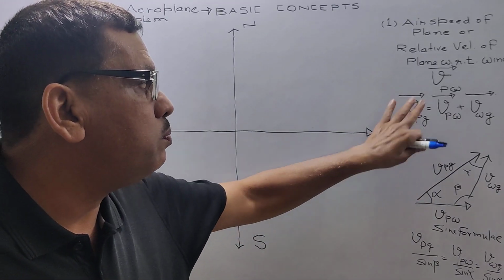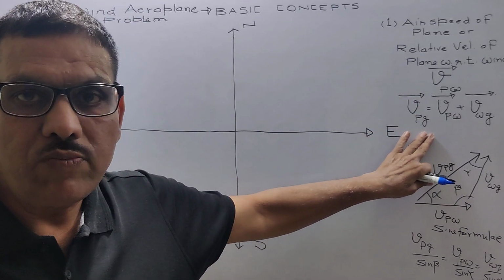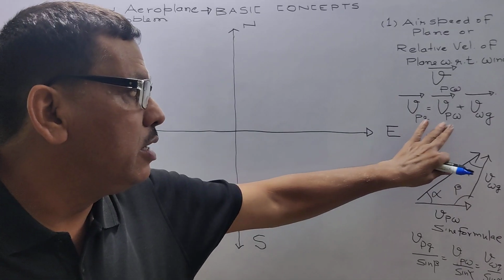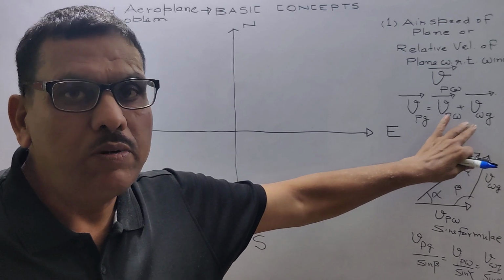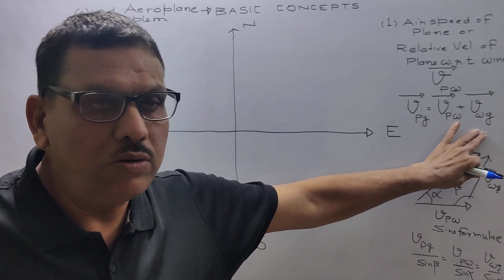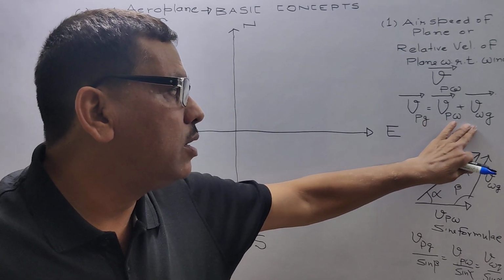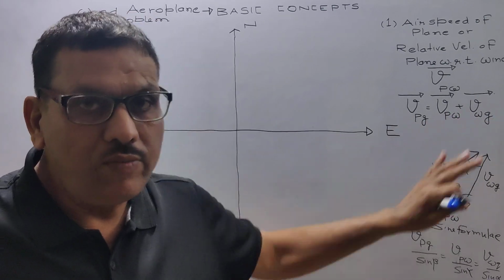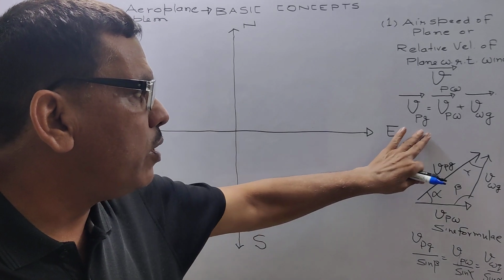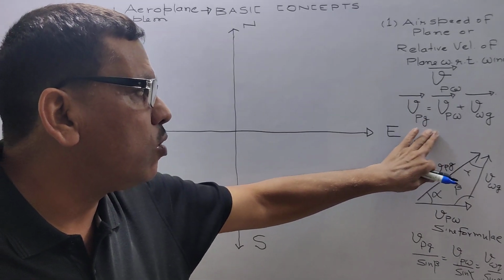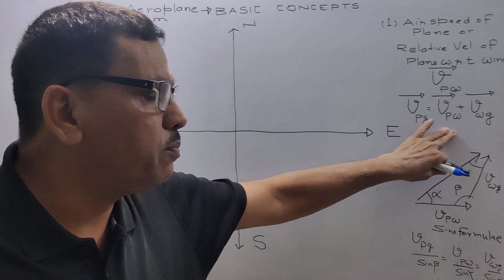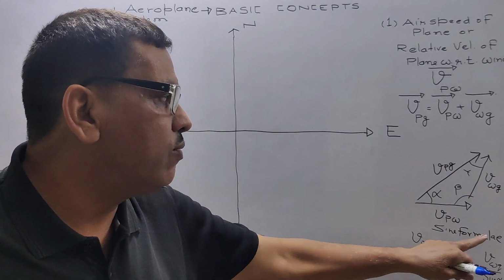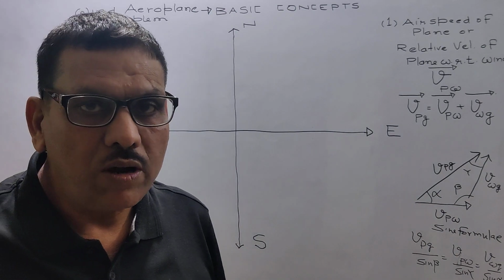Now from the concept of relative velocity, we can write velocity of plane with respect to ground is velocity of plane with respect to wind plus velocity of wind with respect to ground. So this is the sum of two velocities, the relative velocity of the plane with wind and the wind velocity. Now when you draw the parallelogram, or when you draw this with the vector representation, you'll be getting a triangle, and then you can use the sine formula to get the values of the unknowns there.